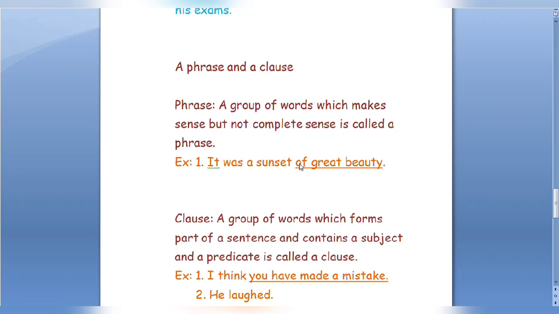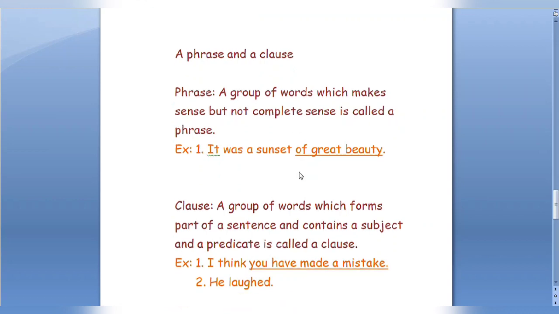So if I just consider of great beauty, it forms a group of words, right? It's making some sense, like great beauty. Okay, you know there is a word great, there is a word beauty. So some sense, but not a complete sense. Like, are you able to understand? If I just say of great beauty, can you make some sense out of it? No. So a group of words which makes sense but not complete sense is called a phrase.